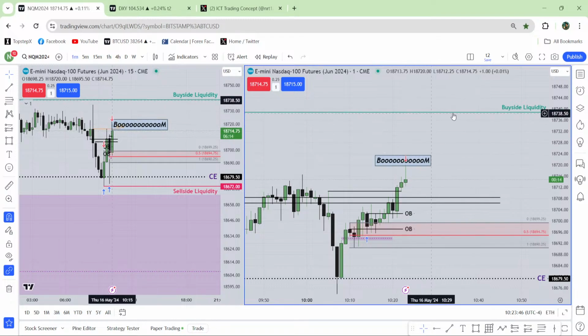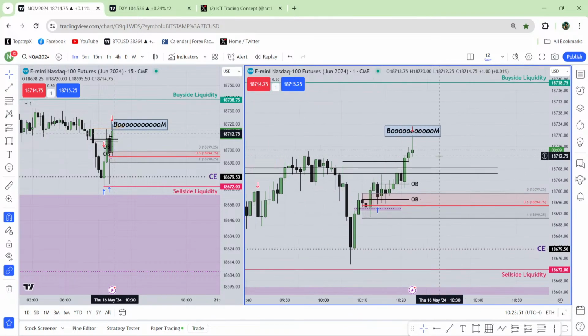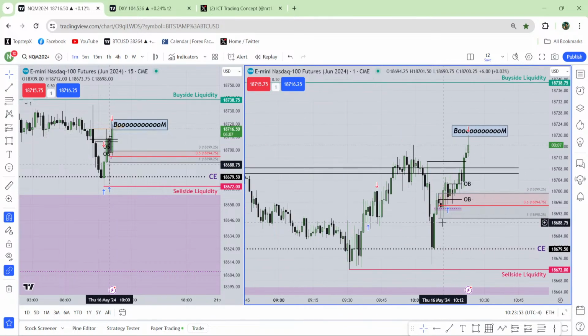Market is coming for this buy side liquidity. Just remember that. And this is how Wednesday and Thursday work. Market takes liquidity, goes higher, retraces, goes higher.